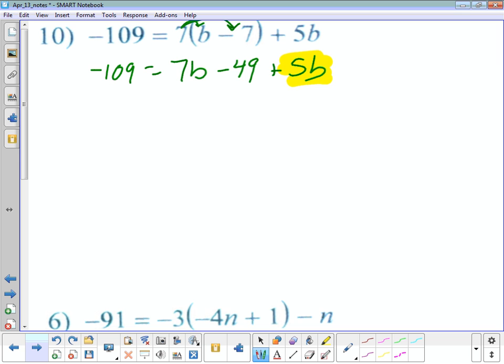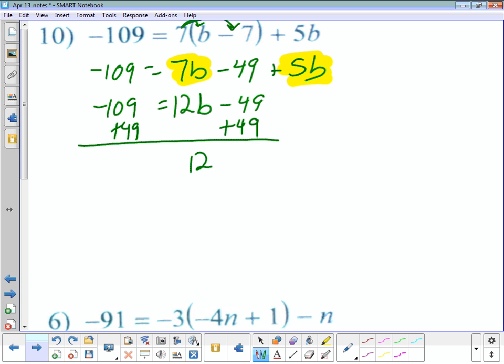Okay, I'm looking for like terms. That's my 5b and my 7b. They're like terms. I want to combine them. They're both positive. So if I add 7 and 5, I get 12. So I get 12b minus 49 equaling a negative 109. Okay, so I want to get the 12b by itself, which means I got to get rid of the 49. So I want to have the opposite of that sitting there. Since it's a minus 49, I want plus 49. And plus 49 on this other side.